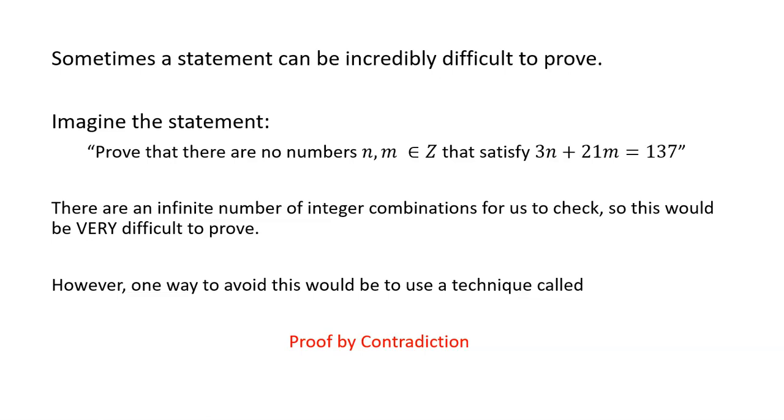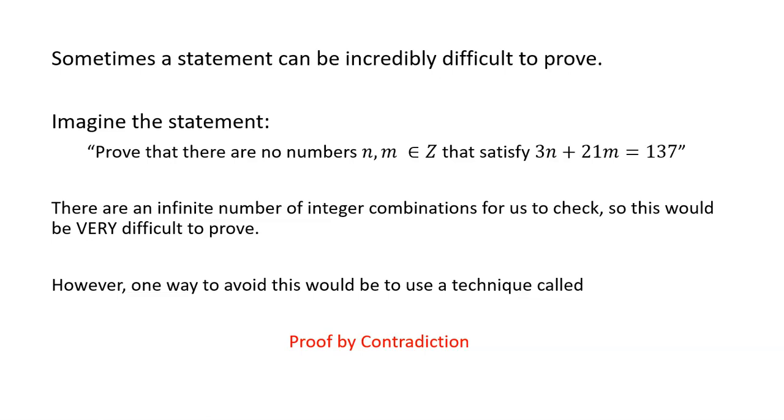Now this all comes about from the fact that, as we said a second ago, sometimes a statement can be incredibly difficult to prove. So let's imagine I give you a statement: prove that there are no numbers n and m belonging to the set of integers that satisfy 3n + 21m = 137. That would be incredibly difficult to prove, especially through trial and error, as there's an infinite number of integer combinations that we would have to check. So it is going to be really, really tricky to prove, or really, really tricky to find a counterexample to.